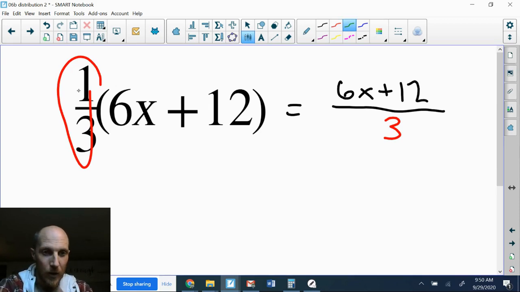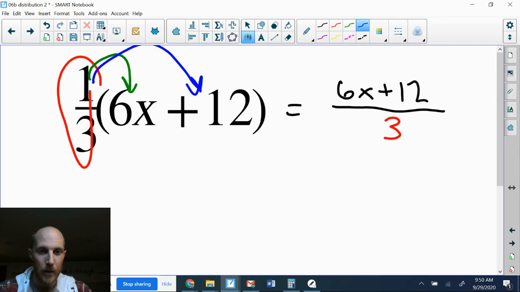Let's do it the way it's written. So I'm going to take this 1/3, multiply it onto the 6x, and then multiply it onto the 12. Okay, so 1/3 times 6x. I'll just write it down so we can see everything first of all, and then I'm going to take the 1/3 and multiply it by that 12.